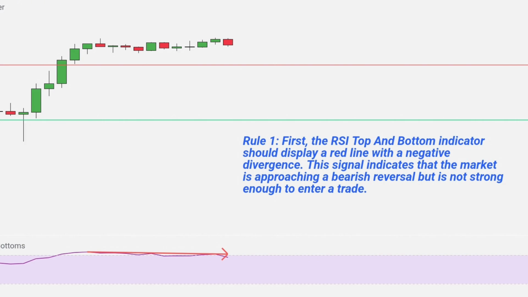So, that's Rule 1 in our short position playbook. A red line with a negative divergence is the initial clue of a possible bearish shift. Now, let's move on to Rule 2 and see how it all comes together.